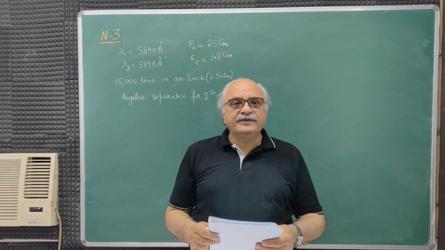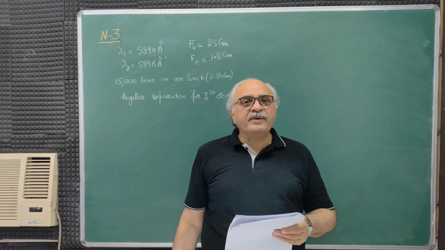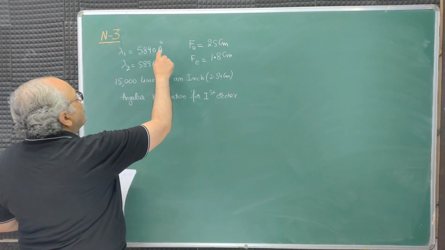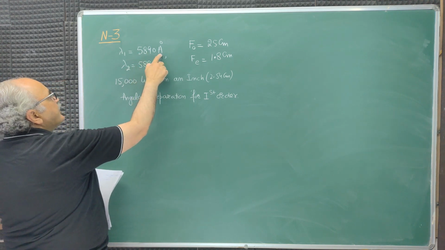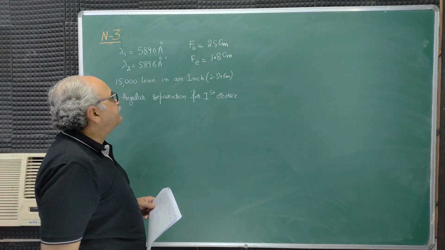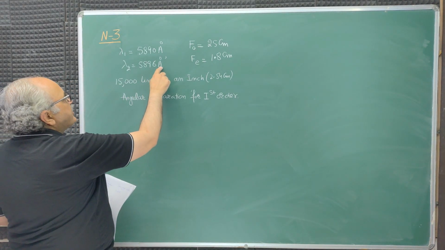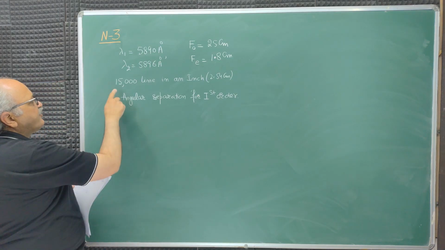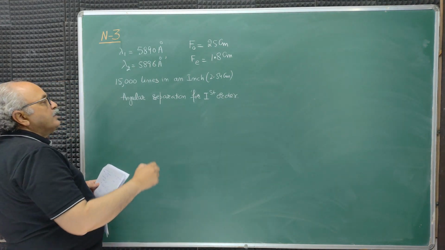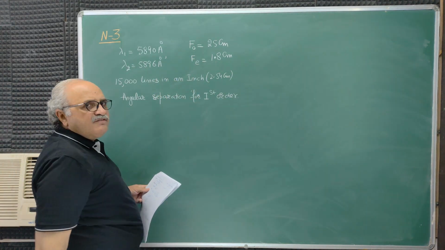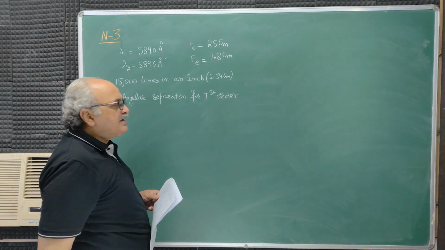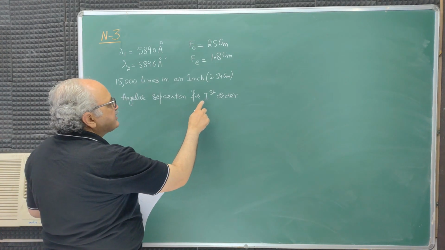So let's take the third numerical. In this numerical, it is given that the two wavelengths 5890 angstrom and 5896 angstrom, these are the two lines in the sodium light, are subject to a grating which has 15,000 lines in an inch. The focal length of the objective lens of the telescope is 25 centimeter and of the eyepiece is 1.8 centimeter, and they are asking for what is the angular separation for the first order diffraction by the grating.